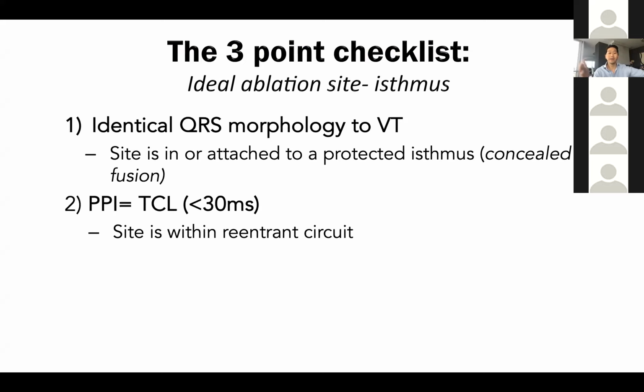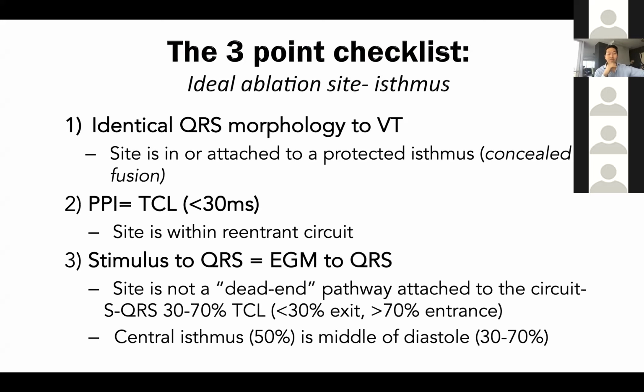PPI to TCL, that's really easy. But it's not when you can't tell which part of the electrogram is captured. So that's where we'll get into a little bit more. And then the stim to QRS, the only reason we really do this is to make sure you know where in the TCL, as a percentage of TCL, this is. Is it proximal or is it distal?